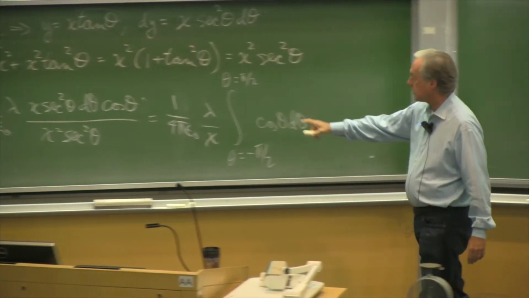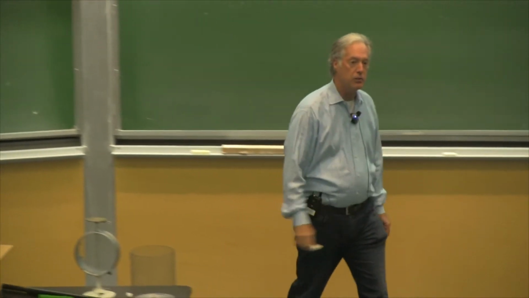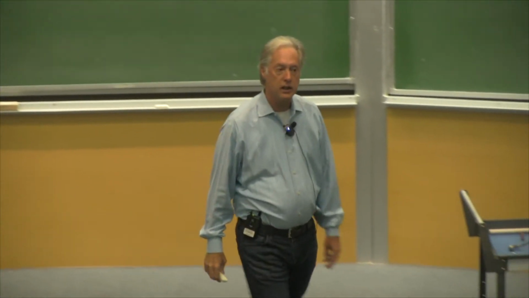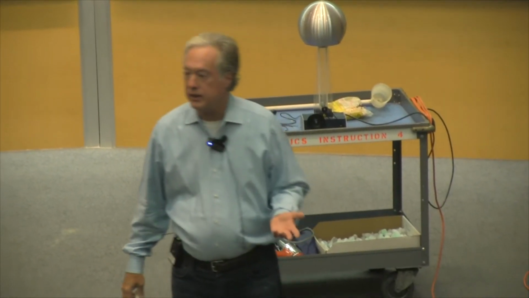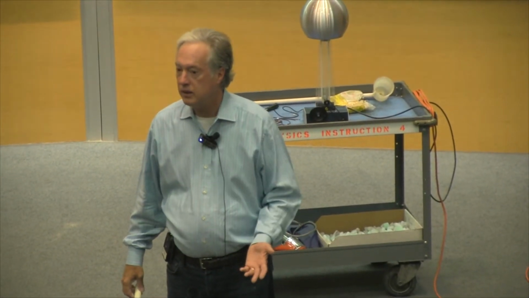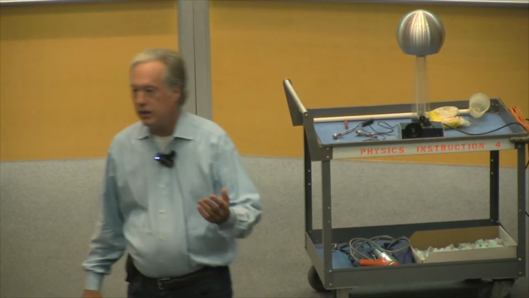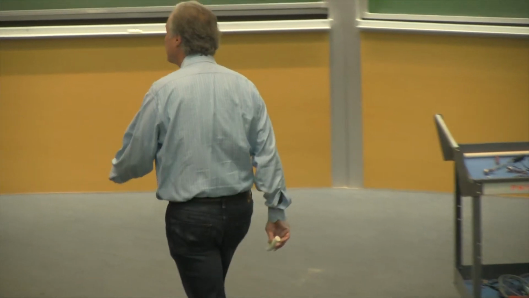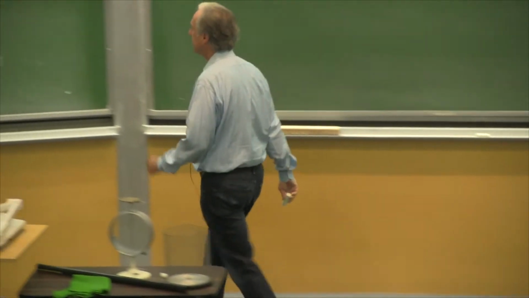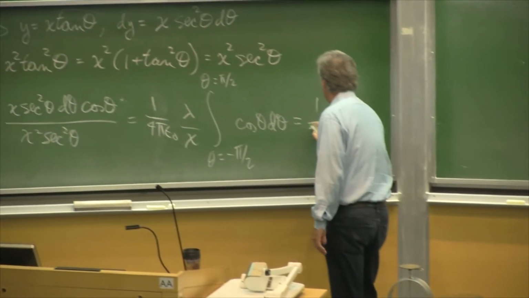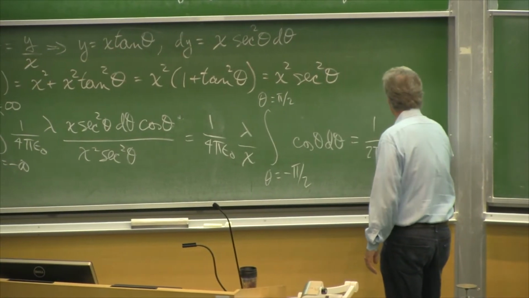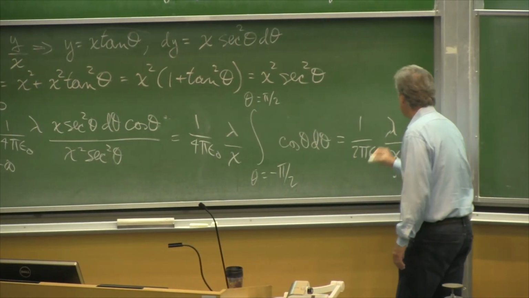Okay? And when you integrate cosine, what are you going to get? You get a sine factor, right? And the sine evaluated at 90 degrees is what? 1. Sine evaluated at minus 90 degrees is minus 1. You've got 1 minus a minus 1, what do you get? 2. Okay? So we see that the answer is 1 over 2 pi epsilon naught lambda over x.